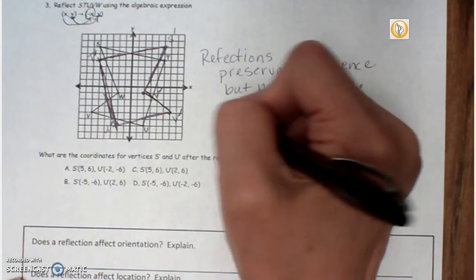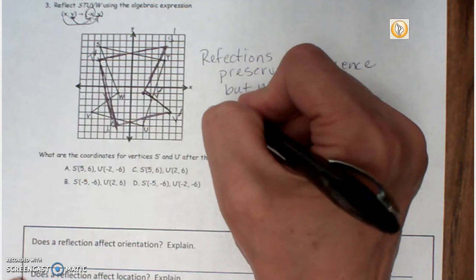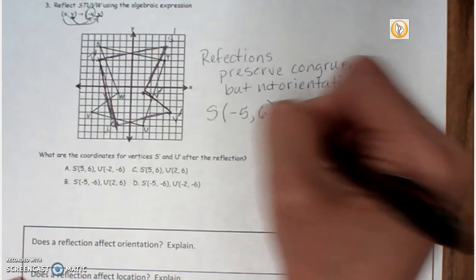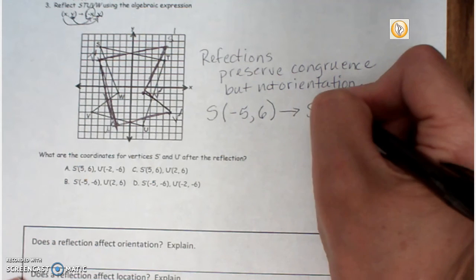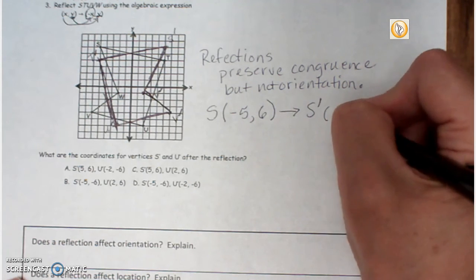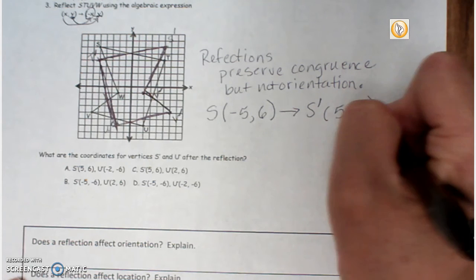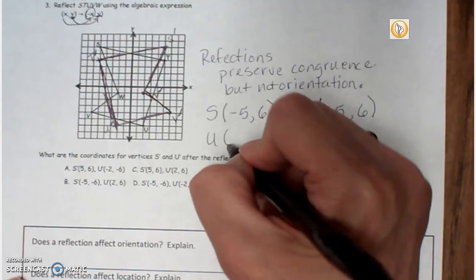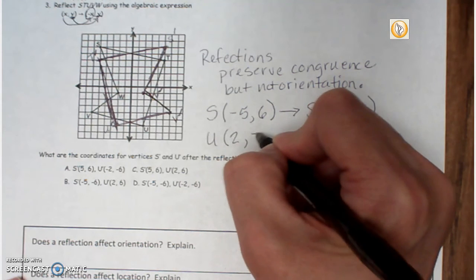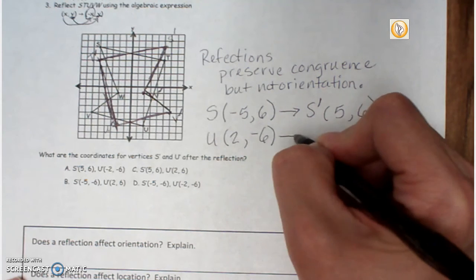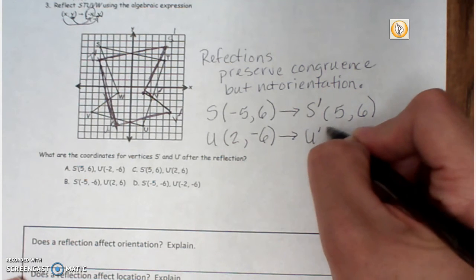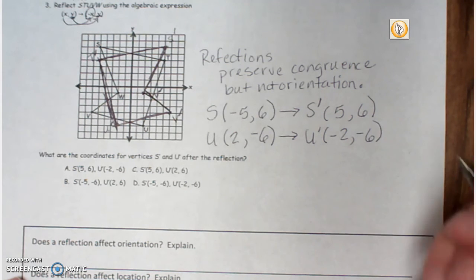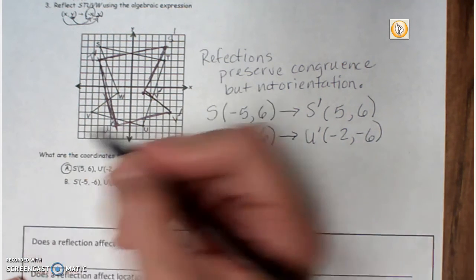Let's look at the point S. S started at -5, +6, but after the transformation, S prime became 5, 6. And then let's look at U. U used to be at 2, -6, but after the transformation, U prime became -2, -6. So the only possible answer choice is A.